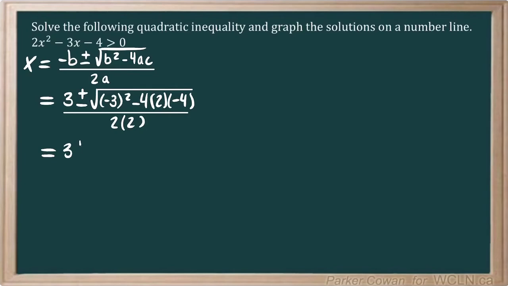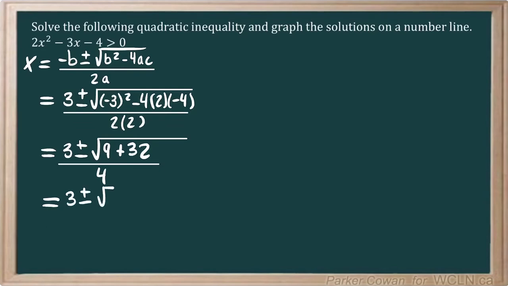Okay, so going through here, let's just keep going. So -3 squared will be 9 minus 4 times 2 times -4, that's going to be 32, but it's actually going to be positive because the negatives cancel out. And that'll be 4. All right, so we got 3, and 9 plus 32, that's going to be 41. And then again over 4.